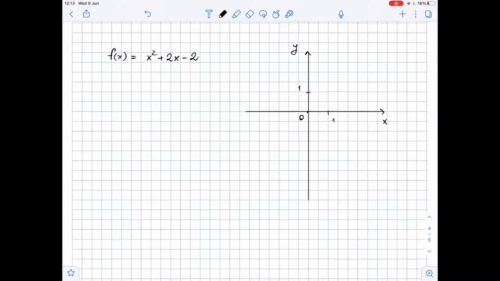So we need to graph the following function. We can clearly see that this is a quadratic function, which means that its graph looks like a parabola. Let's try to find some information about this parabola.